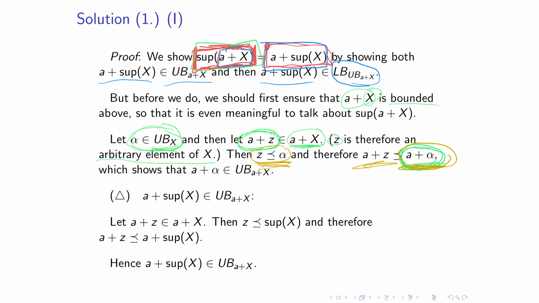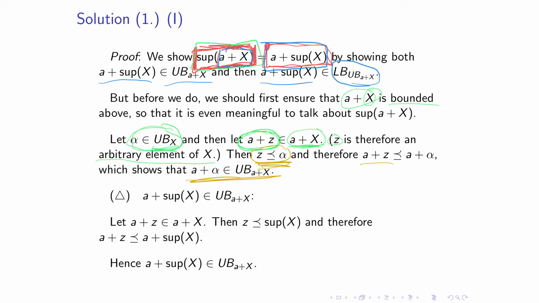We were trying to show that that's an upper bound on a plus x, since we just showed that it is, let's just say greater than or equal to a plus z, no matter which z is chosen from x. Then that's it, right? That shows that this thing is an upper bound on the set. So that part is done. Okay, so now we move on to what we were talking about before.